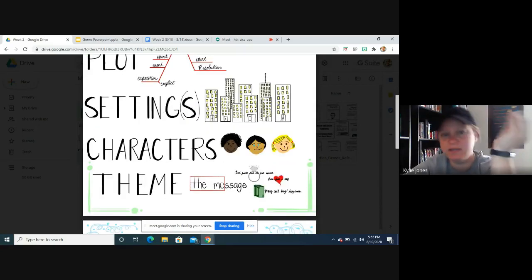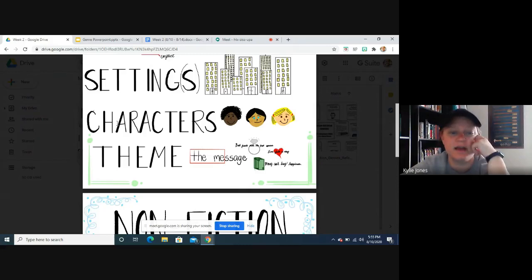And then there's always going to be a setting. Where is it taking place? Is it in New York City? Is it in a country? Is it in space? There's going to be a setting. Then you're going to have characters. So who is the story about? Right? Then there's usually going to be a theme, which is kind of the message of the story, like money can't buy happiness. Love finds a way. Things like that.